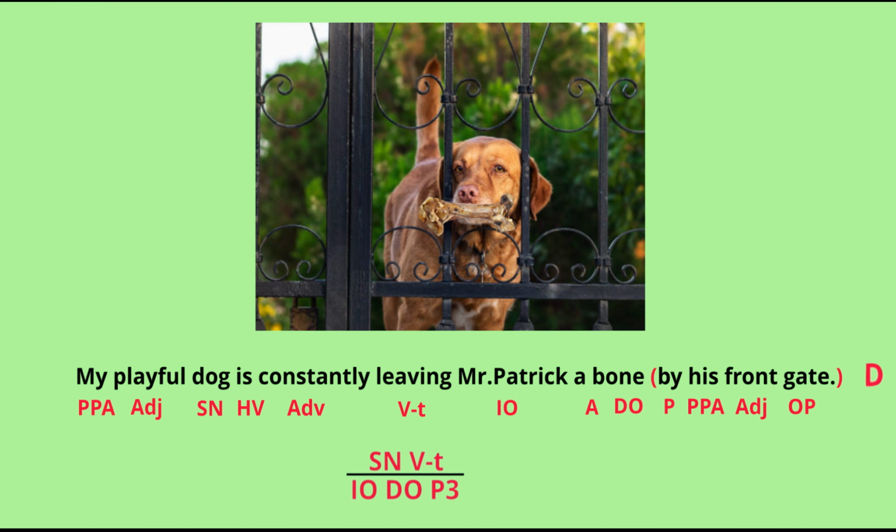Whose front gate? Mr. Patrick's, right? His front gate. His shows ownership. So it is the possessive pronoun adjective. And what kind of gate? Front gate. It is describing the gate. So front will be the adjective and by his front gate is the prepositional phrase. And this is a declarative sentence. And what pattern is it? Subject noun, verb transitive, indirect object, direct object, pattern 3 sentence.